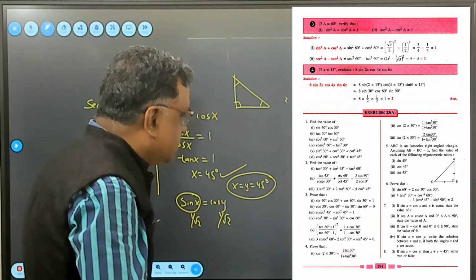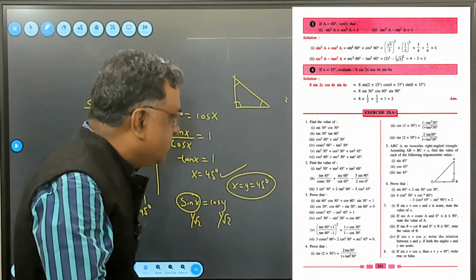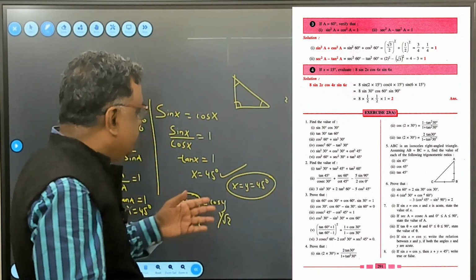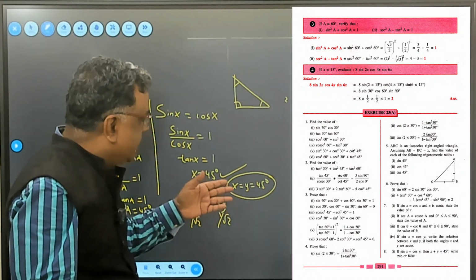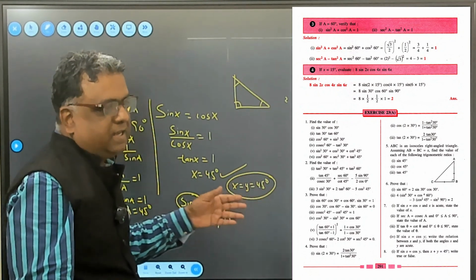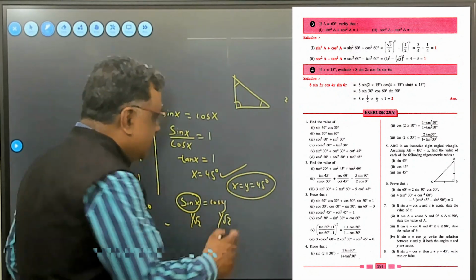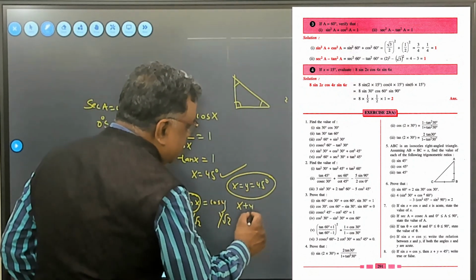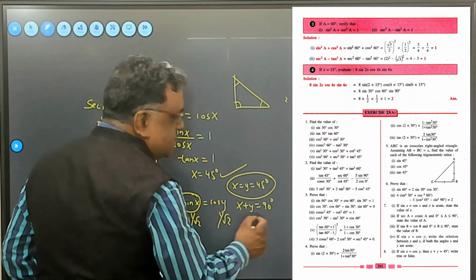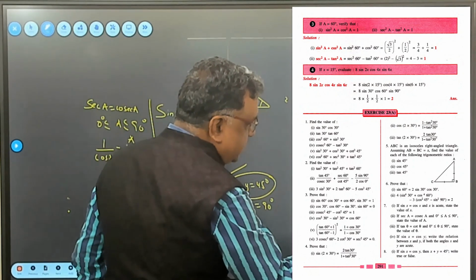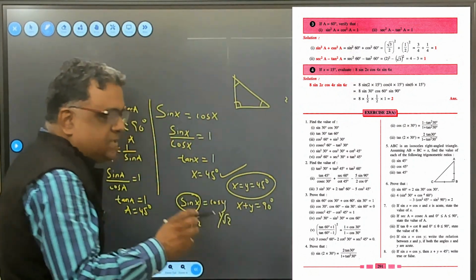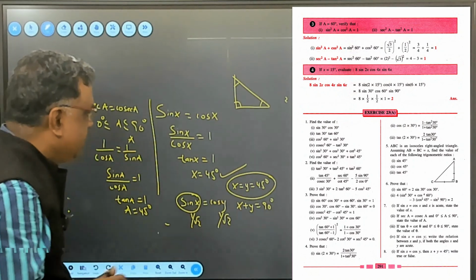If sin x equals cos y, then x plus y equals 45 degrees. No. If sin x equals cos y, then we saw x equals y equals 45 degrees. Then x plus y has to be 90 degrees, right? So x plus y is 90 degrees. 45 plus 45. So this is false. If sin x equals cos y, then x plus y is 45 degrees is a false statement.